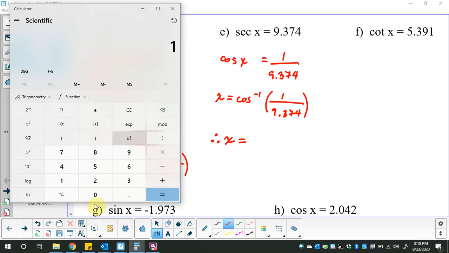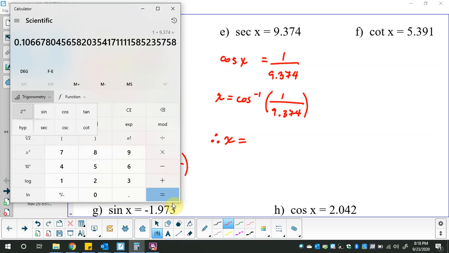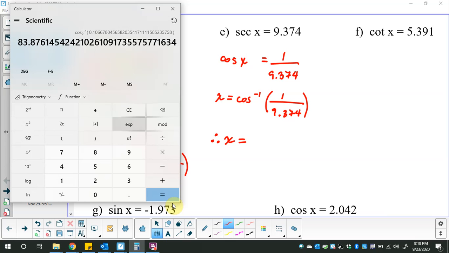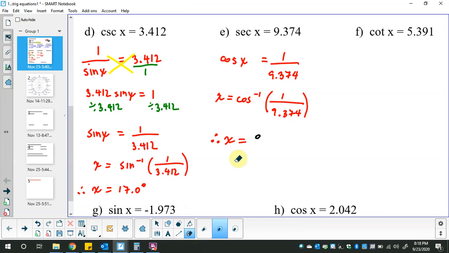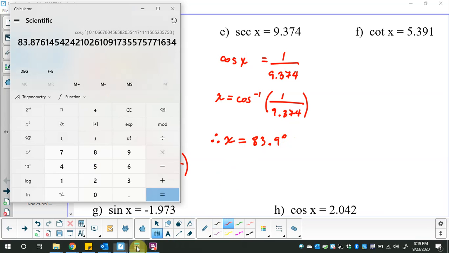So for me, 1 divided by 9.374 equals that decimal. And then trig, so you can just hit your second function, shift or inverse, and then the right trig word, which is cos in this case, originally secant, now cos, and I get 83.9 degrees. Color coding is off. 83.9 degrees rounded to 1 decimal place.